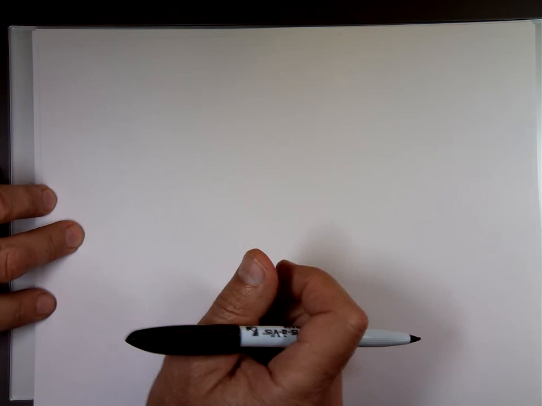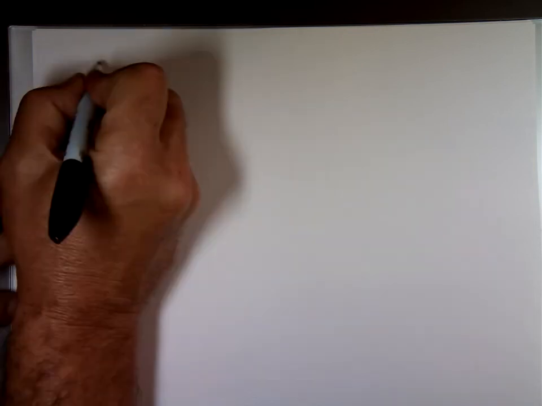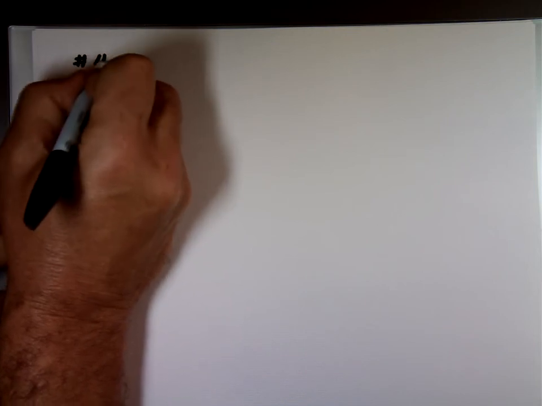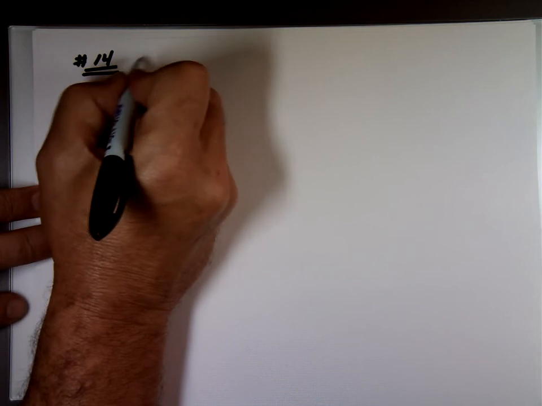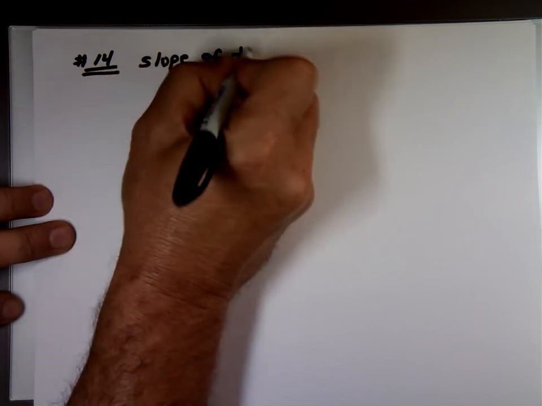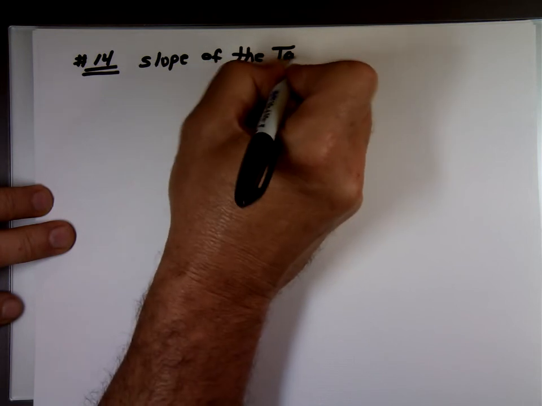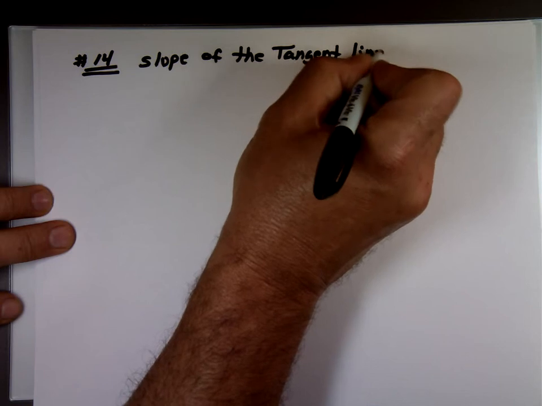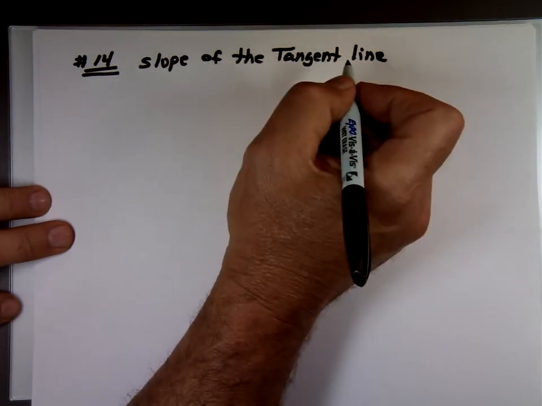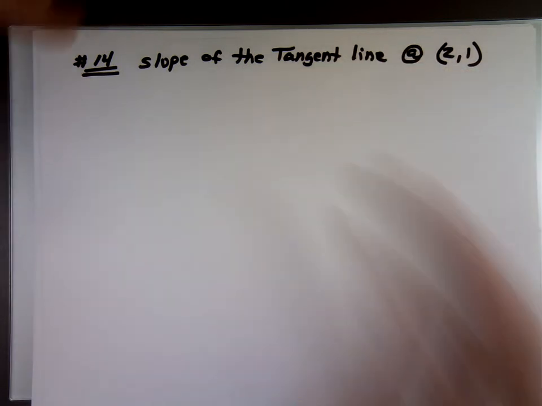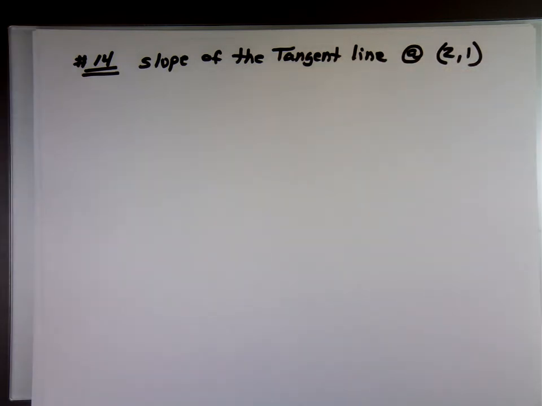Find the slope of the tangent line. The slope is number 14. They want the slope of the tangent line. What does that mean? That's the derivative at a point (2, 1). So what's the derivative at (2, 1)? That's really what they're asking you. It looks like a long way of saying it.